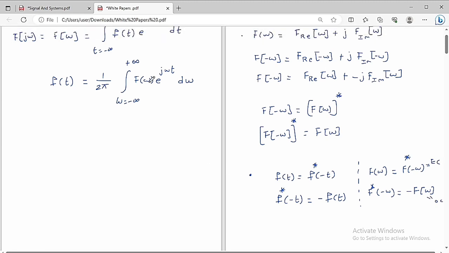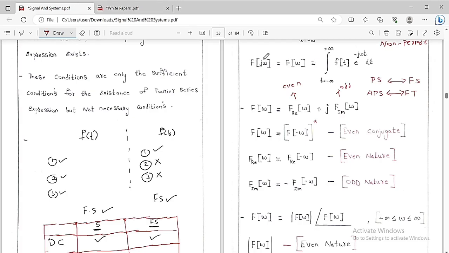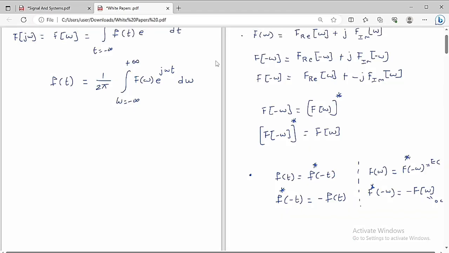Here they are going to satisfy this property: F of omega is equal to F of minus omega whole conjugate. This is called the even conjugate. Suppose there is a minus, then it will become the odd conjugate. These things you always have to keep in mind.